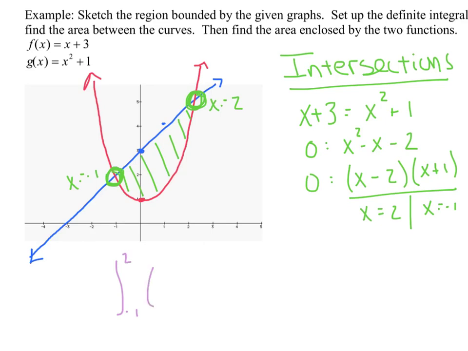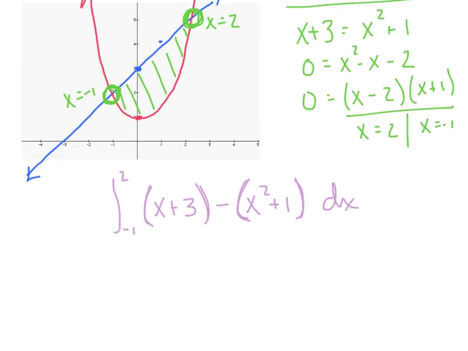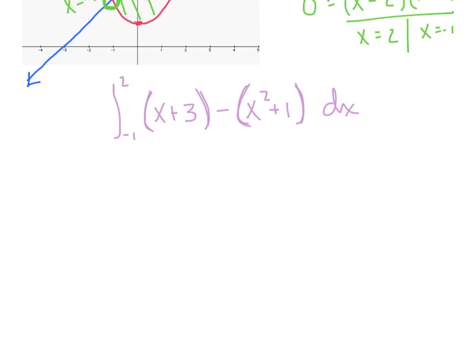Upper within that region is going to be the x plus 3 minus the lower function, which is x squared plus 1. And I want you to take a look at my parentheses here. The parentheses around the first function were strictly optional, but the parentheses around the second function are extremely important because what we've got to do next is distribute our negative sign. And so we've got the integral from negative 1 to 2, x plus 3 minus x squared minus 1.